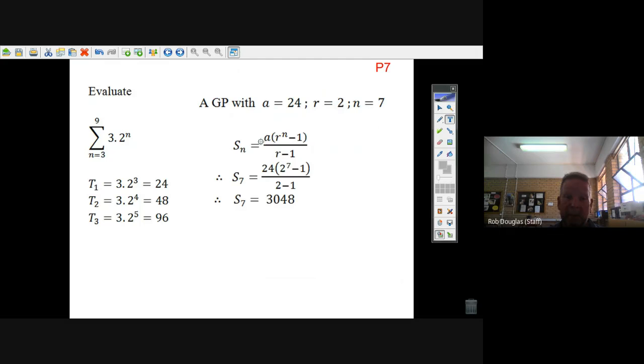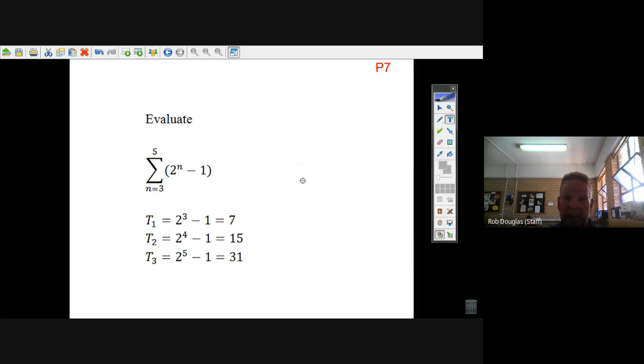And n is 7. So we write out the formula. Instead of a, we put 24. Instead of r, we put 2. Instead of n, we put 7. Well, 2 minus 1 is 1. Just put this top part in your calculator, and your calculator will tell you the sum of these 7 numbers. It's 3,048.